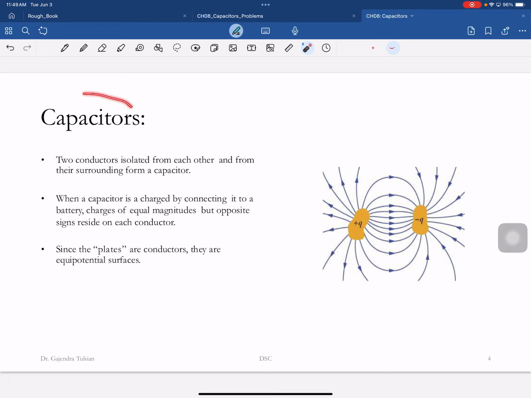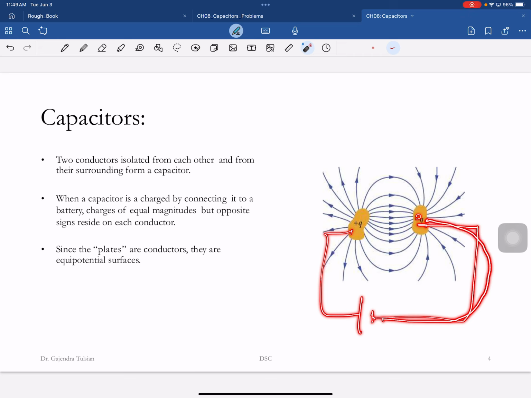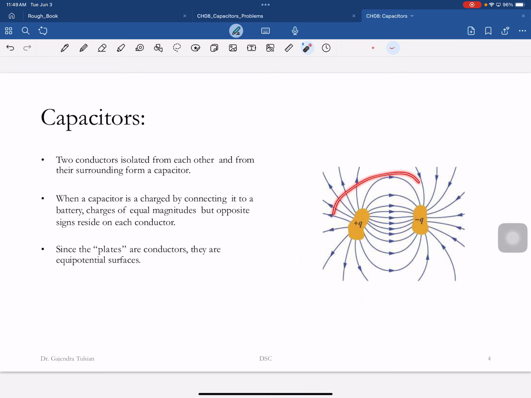All right, so to make a capacitor, all you need is 2 hunks of metal. And to charge a capacitor, all you do is connect it to a battery. What happens? Electrons flow from here to there. This negatively charged metal repels electrons, and these electrons flow here. And this thing is charged now.